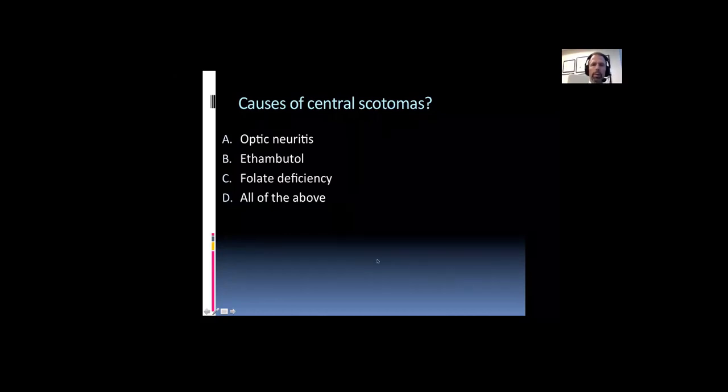And here are the results. So 2/3 of you said all of the above. You're right. All of these things can cause central scotoma. Optic neuritis certainly can. Ethambutol toxicity, since it's a medication you take orally, would typically give you bilateral central scotomas. Folate deficiency is a cause of nutritional optic neuropathy, again giving you bilateral central scotomas. So the best answer is D, all of the above.